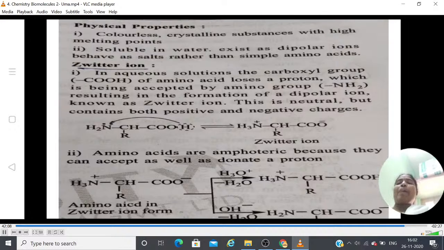So COO minus attracts the hydrogen to form the first compound, NH3+CHR COOH. Next, this Zwitter ion reacts with base, OH minus. By the liberation of a water molecule from NH3 plus, we get NH2CHR COO minus as the second compound. This is the total about the Zwitter ion. Very important for 2 marks.